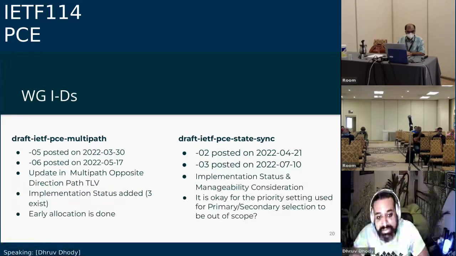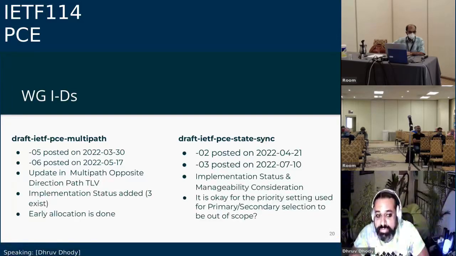Regarding the multipath draft, there were multiple updates. Main updates were in multipath opposite direction path TLV. They also added an implementation status section, which lists 3 existing implementations, which is very good to know. And the early allocation has also been done for this draft. So good progress is being made in the multipath document.